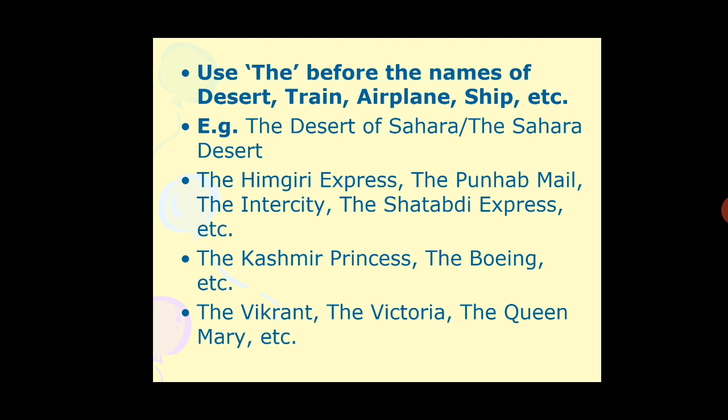Okay, use "the" before the names of deserts, trains, airplanes, ships. They have their names, like sometimes we have names of ships, the Titanic. We used to call it the Titanic, the Vikrant, the Victoria, the Queen, the INS Vikramaditya, the Boeing. So they are all names of deserts, trains, airplanes, ships. We call them definite, unique, that's why they carry the definite article.